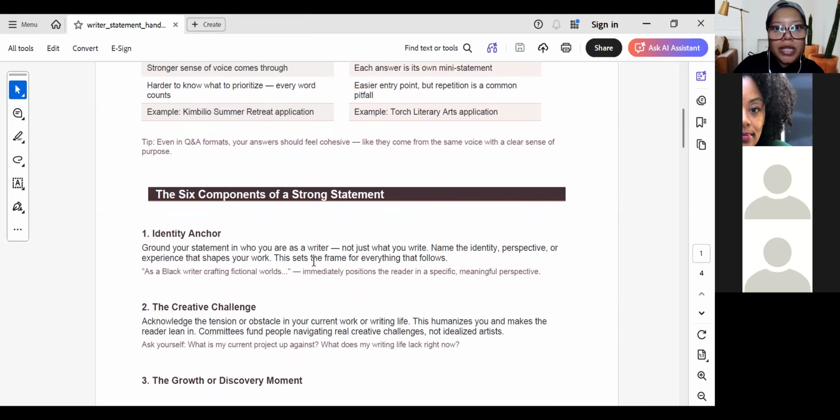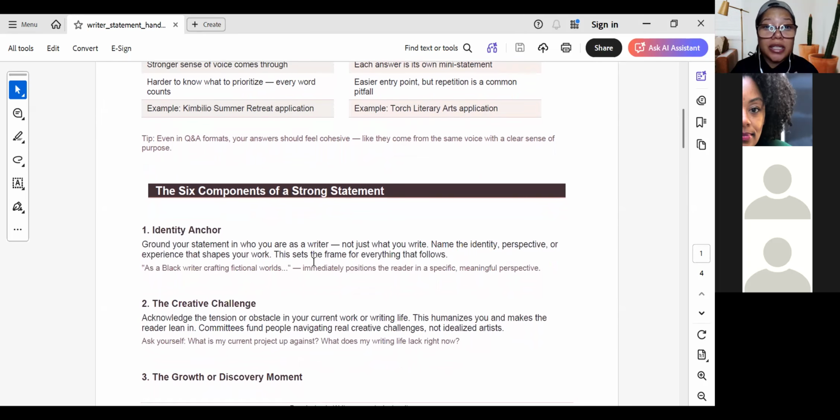So I'm going to go over what I have found to be the six components of a strong statement. The first is an identity anchor. Ground your statement in who you are as a writer, not just what you write. Name the identity, the perspective, or the experience that shapes your work that you're comfortable sharing.